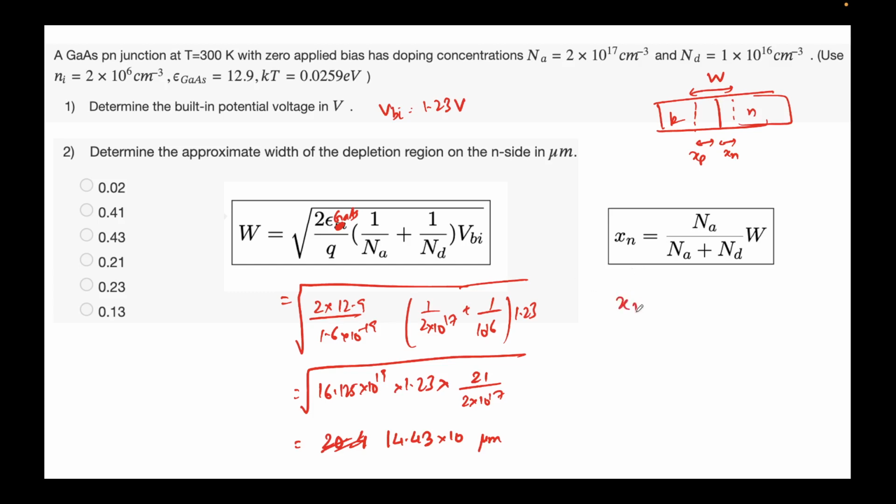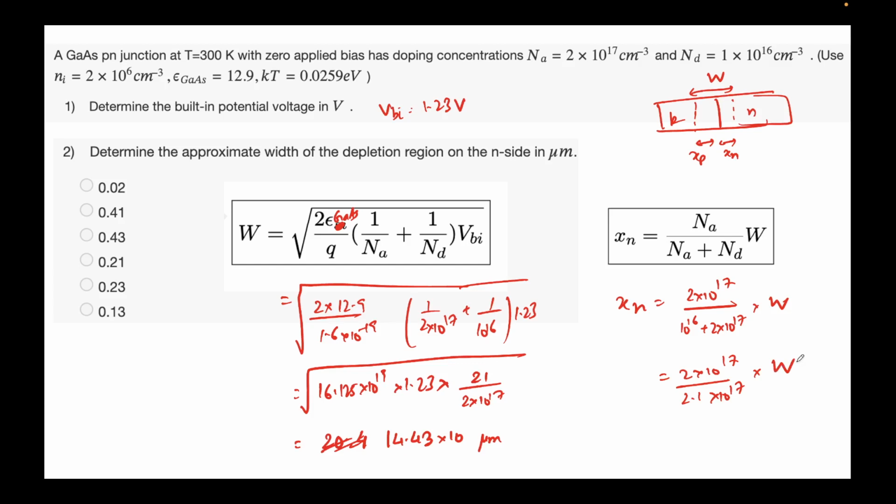Let me just do this first. So this is Na, this is 2 into 10 to the power 17, over Na plus Nd. Na plus Nd will turn out to be 10 to the power 16 plus 2 into 10 to the power 17, into W, whatever this number W is. I'll try to first say the point that I was trying to make. The numerator will obviously be 2 into 10 to the power 17, and if you see carefully here, this number is much smaller, right? So in fact I can just approximate it as 2.1 into 10 to the power 17 into W.